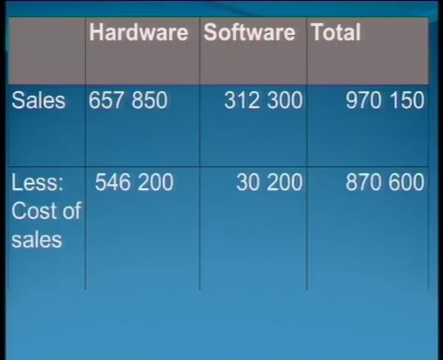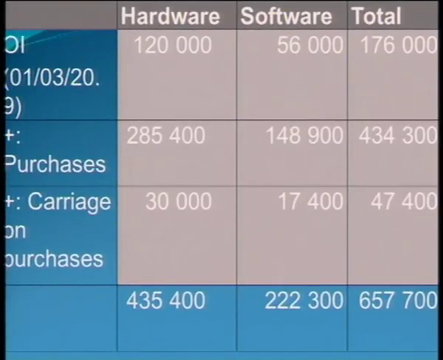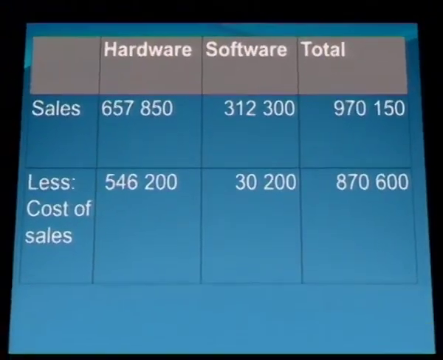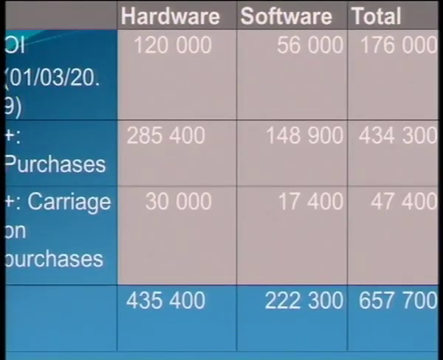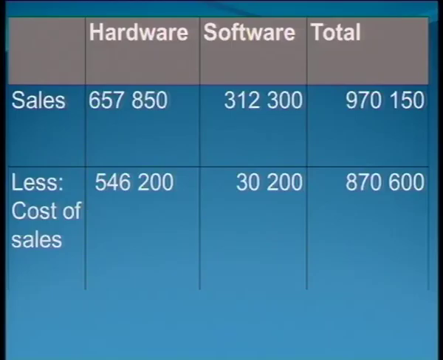$546,200 for hardware and $30,200 for software. In total, the total cost of sales is $870,600. We have calculated our cost of sales by adding our opening inventory of $120,000 plus our purchases for the current year plus our carriage on purchases. If you add all the amounts in gray, you will get the cost of sales.